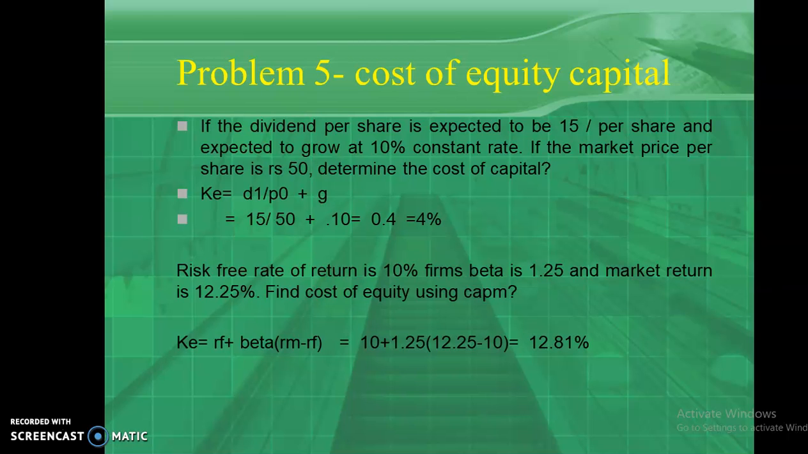The first one is dividend growth approach. This approach assumes that the dividends will grow at a constant rate. Let's work out this question. The dividend per share is expected to be 15 rupees per share and expected to grow at 10% constant rate. If the market price of the share is 50 rupees, determine the cost of equity shares. That's the question here. So what is the formula here?